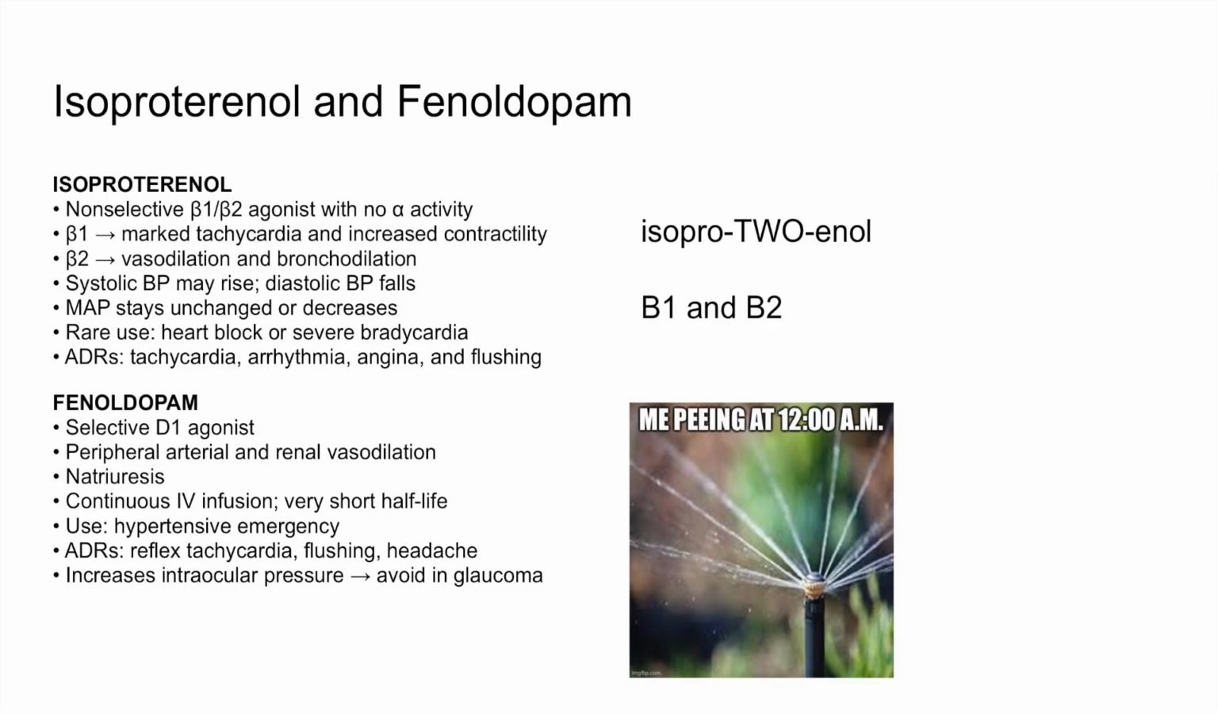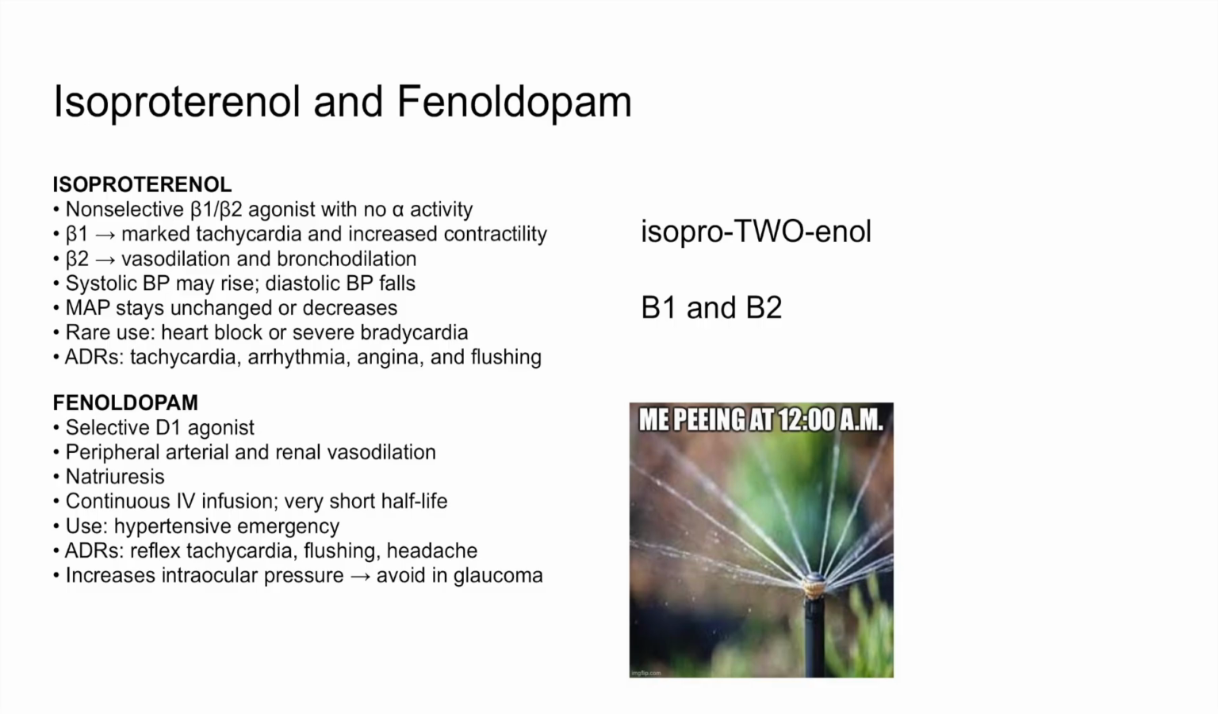Fenoldopam works through an entirely different receptor as a peripheral dopamine-1 agonist. It dilates systemic and renal arterioles, lowers vascular resistance, and promotes renal sodium excretion. Its rapid onset and very short duration allow blood pressure to be adjusted through continuous intravenous infusion, making it useful in hypertensive emergencies. Vasodilation can produce headache, flushing, and reflex tachycardia. Fenoldopam can also increase intraocular pressure, so it should be avoided or used cautiously in patients with glaucoma.